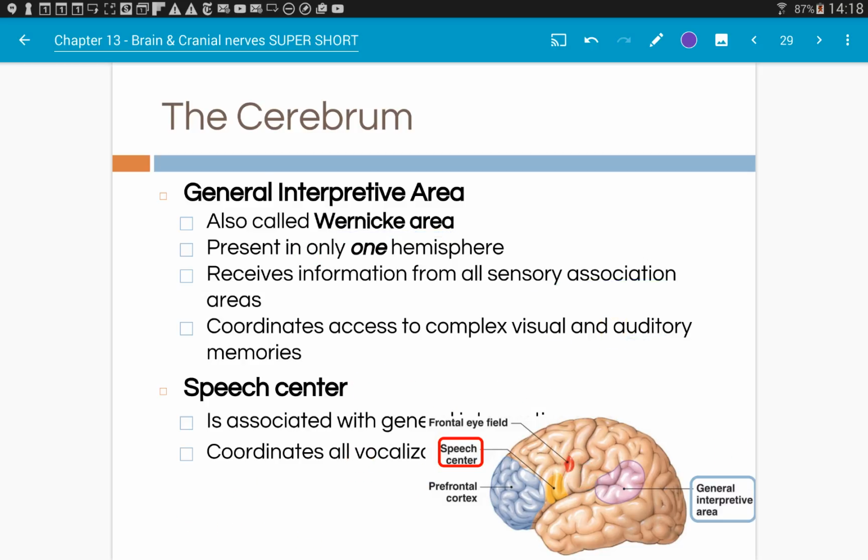Two important areas in addition to the ones I told you about already. We have one that is called the general interpretive area, also known as the Wernicke's area. The Wernicke's area has been commonly used in the past. And then we also have what we call the speech center, which is often referred to as Broca's area. Okay, both of these are only found on the left hemisphere of the brain. Okay.